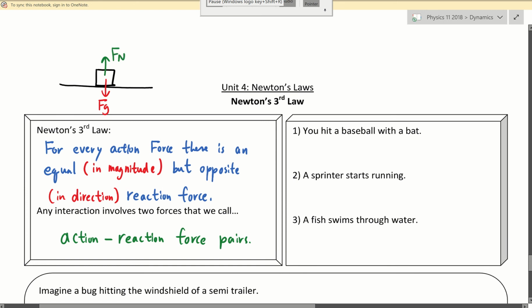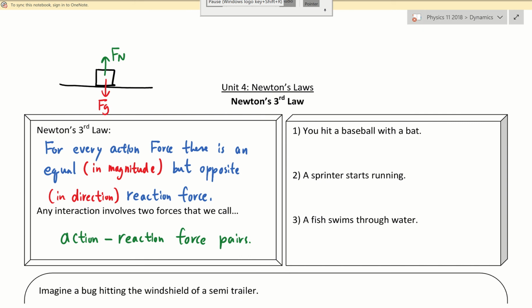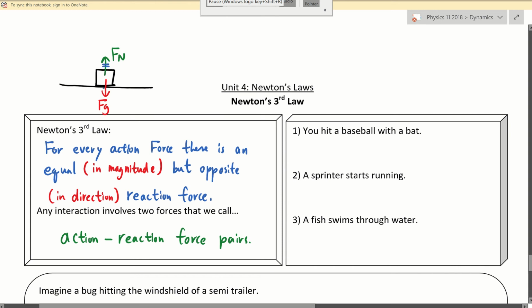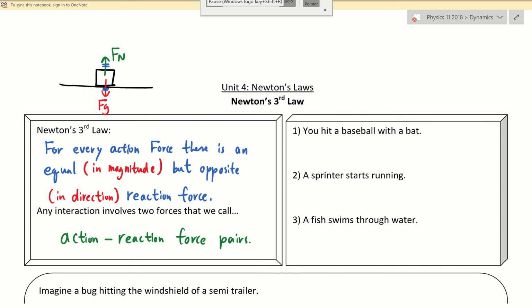The force of gravity is the action force. So you, as a box, apply a force to the ground, and the ground applies a reaction force opposite to you. The reaction force is equal in magnitude but opposite in direction. So you can think of the force of gravity as an action force, and the normal force as the reaction. It turns out that every force, not just gravity, can give rise to a reaction force.